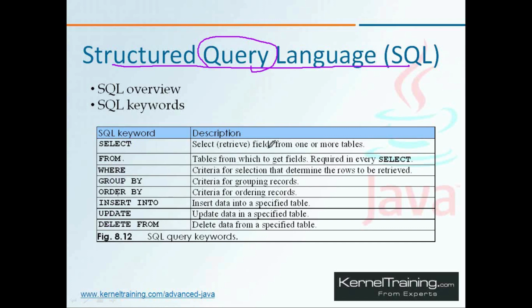What is select? It retrieves fields from one or more tables. What is from? From which table you want to retrieve it? You want to retrieve the data from this table based on what criteria? Where means what criteria? I want all the data whose salary is more than 5000, or whose salary is less than 5000. I want all the employees who are not getting any salary. That is called my criteria, that is called a condition. Criteria means condition. Group by, you can group the records by using a criteria called grouping also. You can do the condition either by using the order by clause also.